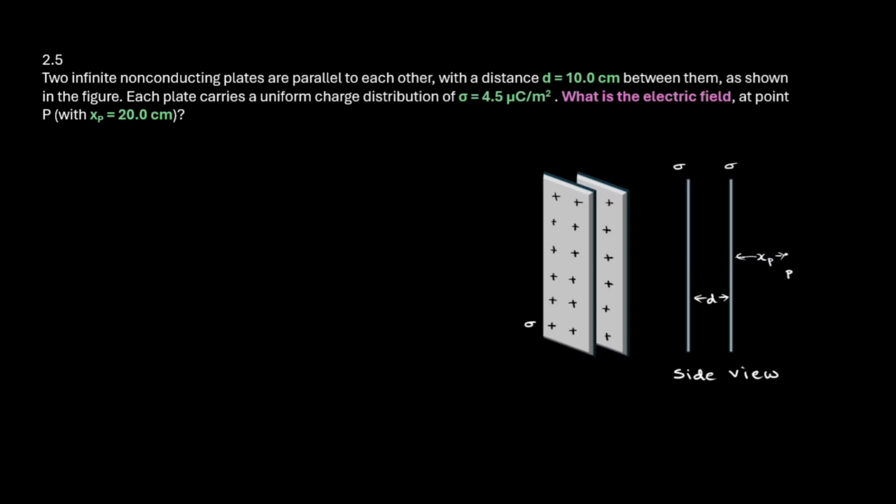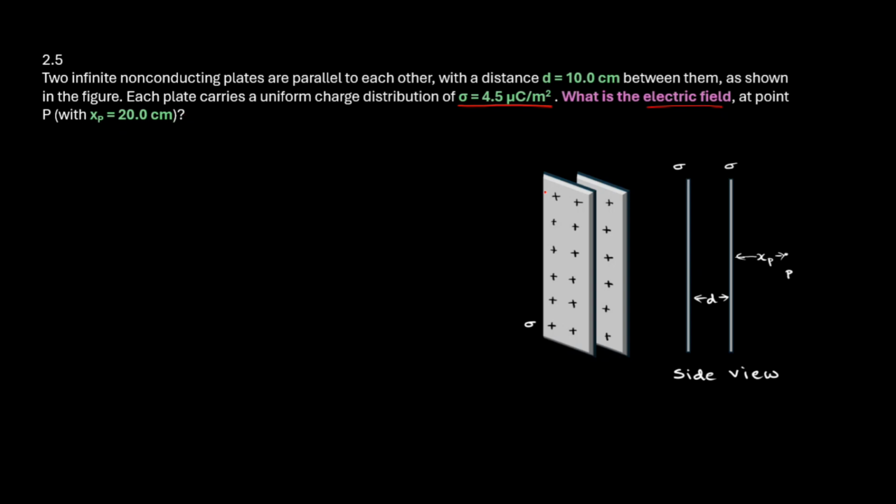Question 2.5. Two infinite non-conducting plates are parallel to each other with a distance d equals 10 cm between them. Each plate carries a uniform charge distribution of sigma equals 4.5 microcoulomb per meter squared. What is the electric field at a point P with x_P equals 20 cm?